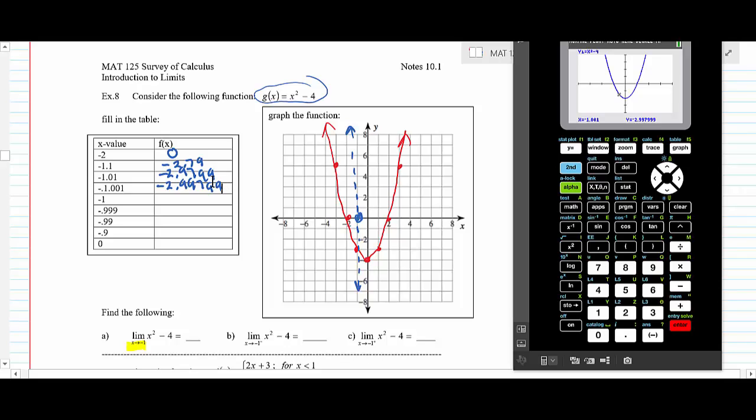Where does it look like it's going? -3. Because see, all I'm doing is I'm just making that closer and closer to -1. That's why I'm doing like 0.01, 0.001. I'm just getting closer. I'm doing that on purpose. Now if I go to -1, if I trace at -1, I get -2. Then if I go the other way, if I do like -0.99, that's a number that's a little bit to the right of -1.